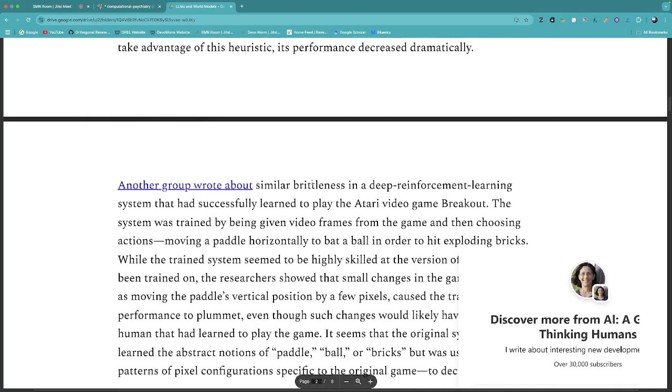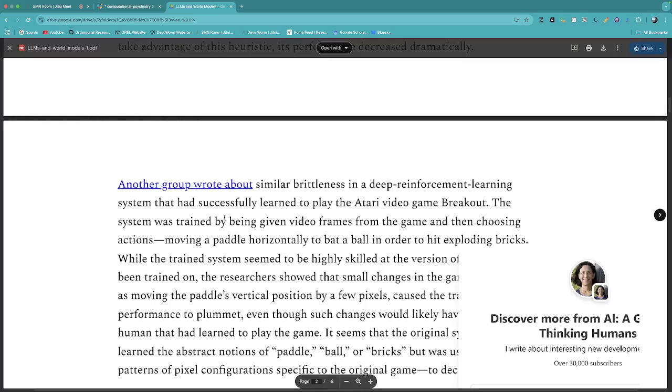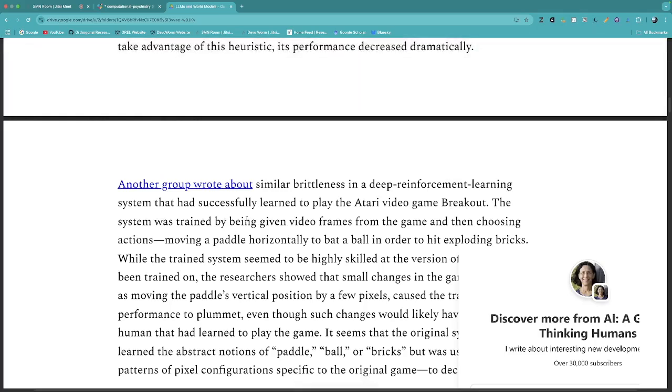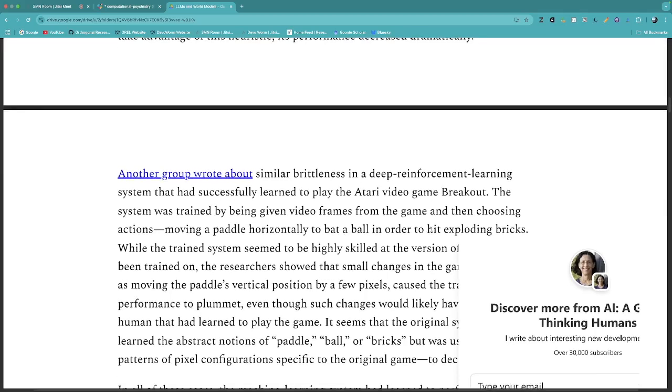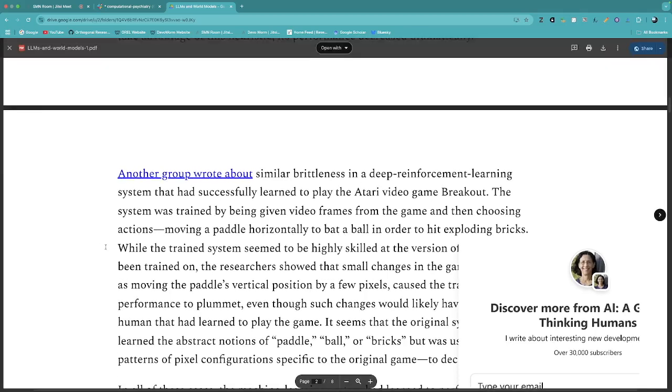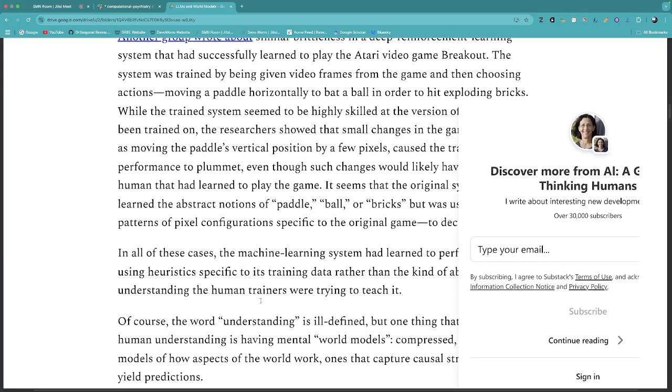Another group wrote about similar brittleness in a deep reinforcement learning system that had successfully learned to play the Atari video game Breakout. The system was trained by being given video frames from the game and then choosing actions, moving a paddle horizontally to bat a ball in order to hit exploding bricks. While a trained system seemed to be highly skilled at the version it had been trained on, the researchers showed that small changes in the game, such as moving the paddle's vertical position by a few pixels, caused the measure of performance to plummet.